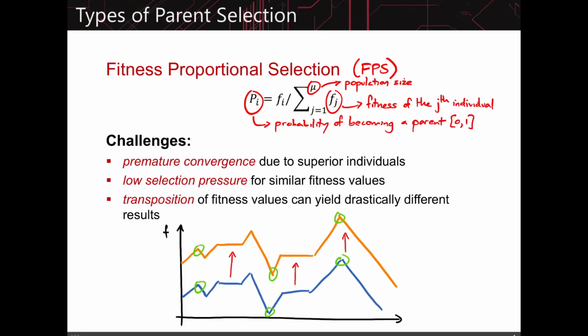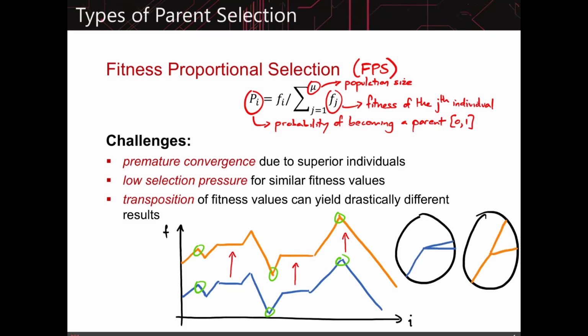So here we've got a plot of fitness for specific individuals in our population, and I've got two different populations. The one in orange has just been transposed up, so we've added to every individual a fixed amount of fitness, but you can see that the trend relative to other individuals in the population is the same. So if we look at three individuals in particular identified by the green circles, let's look at what their probabilities are according to FPS.